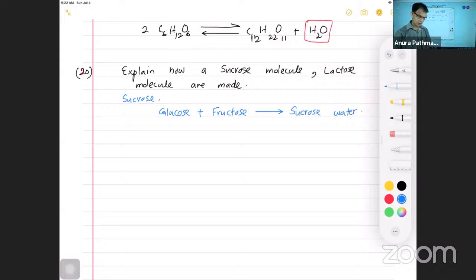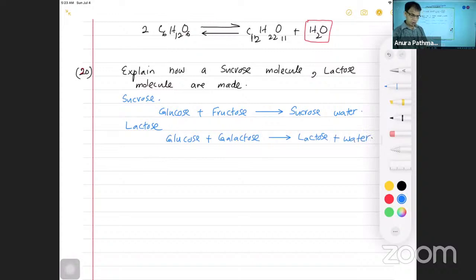And lactose: galactose plus glucose, converting into lactose plus water. Glucose plus galactose, galactose will be contributing to make lactose plus water.